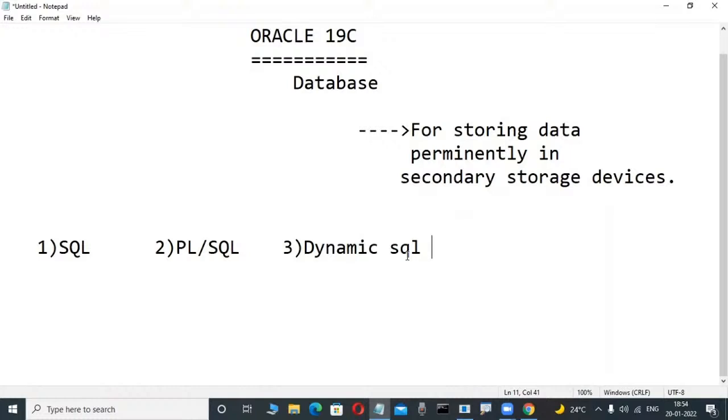SQL is a common one. Okay, yeah. But syntaxes are different and also functions are different. Already I'm telling you.